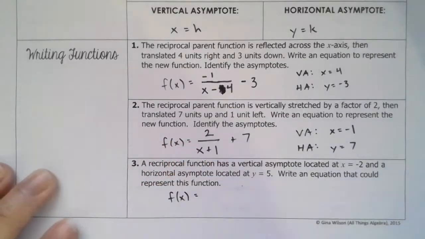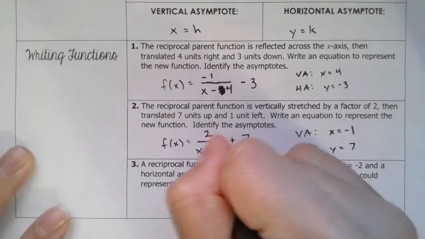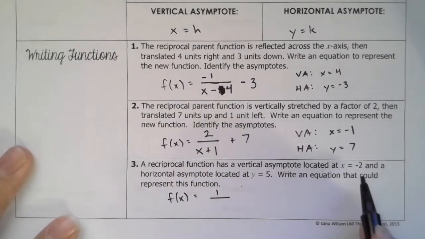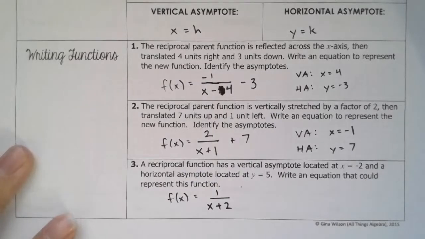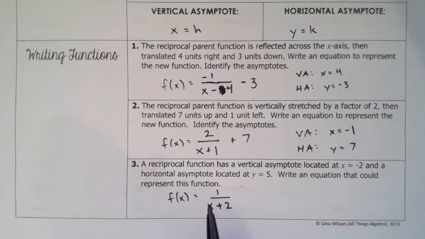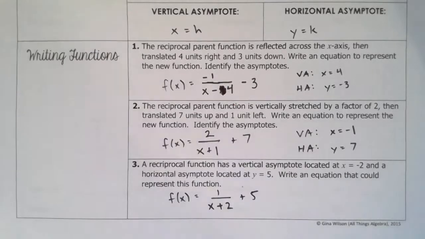You could write some that have vertical compressions, stretches, reflections, so as long as the two asymptotes hold, and we could just write the basic one, right? If there's going to be one at negative 2, then you're going to have x plus 2 on the bottom, right? The asymptote here would be negative 2, that would give you an undefined, and then the horizontal asymptote is located at y equals 5, so it's just plus 5. Again, multiple answers for this one here. This is one of them here.